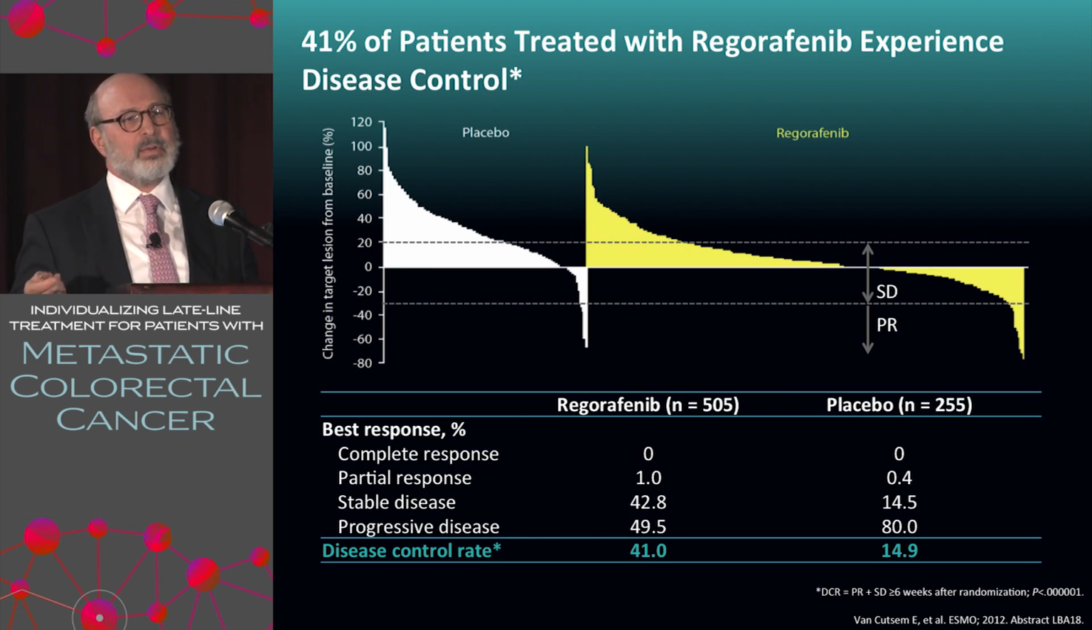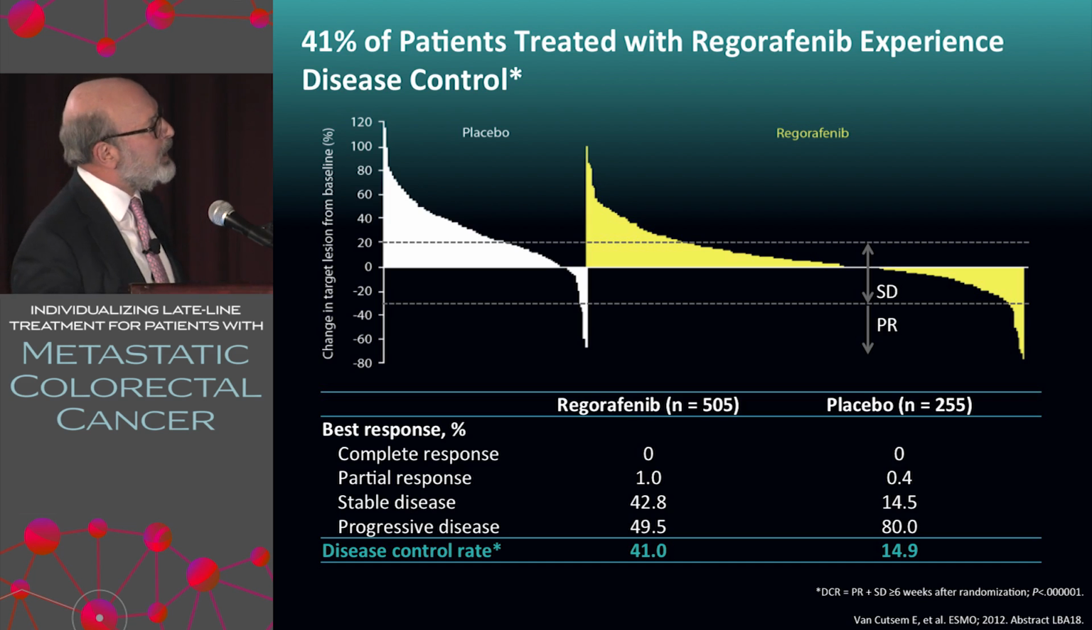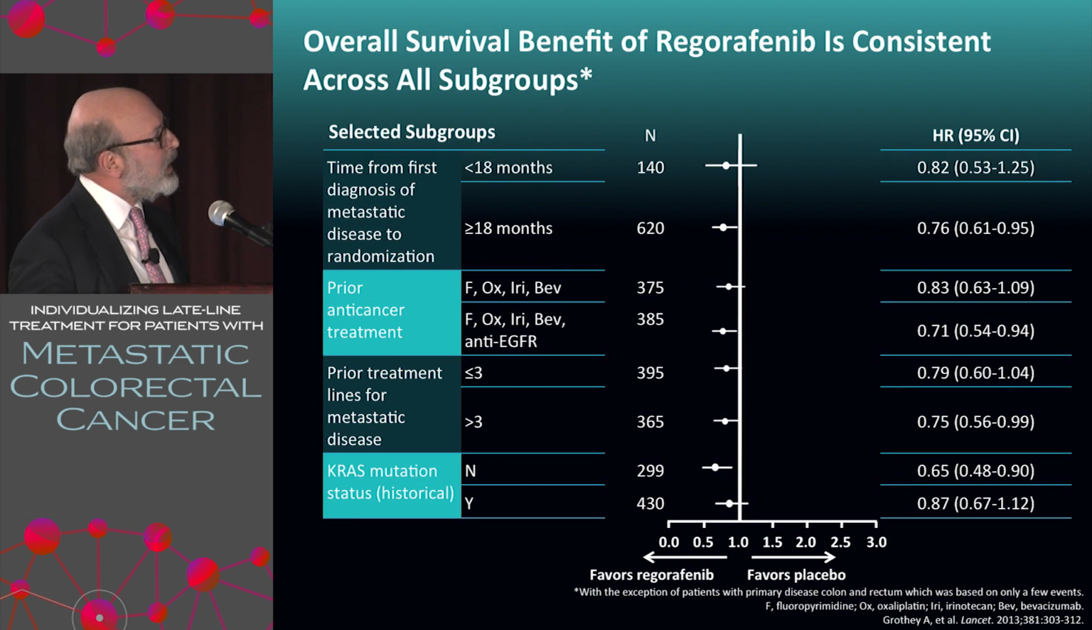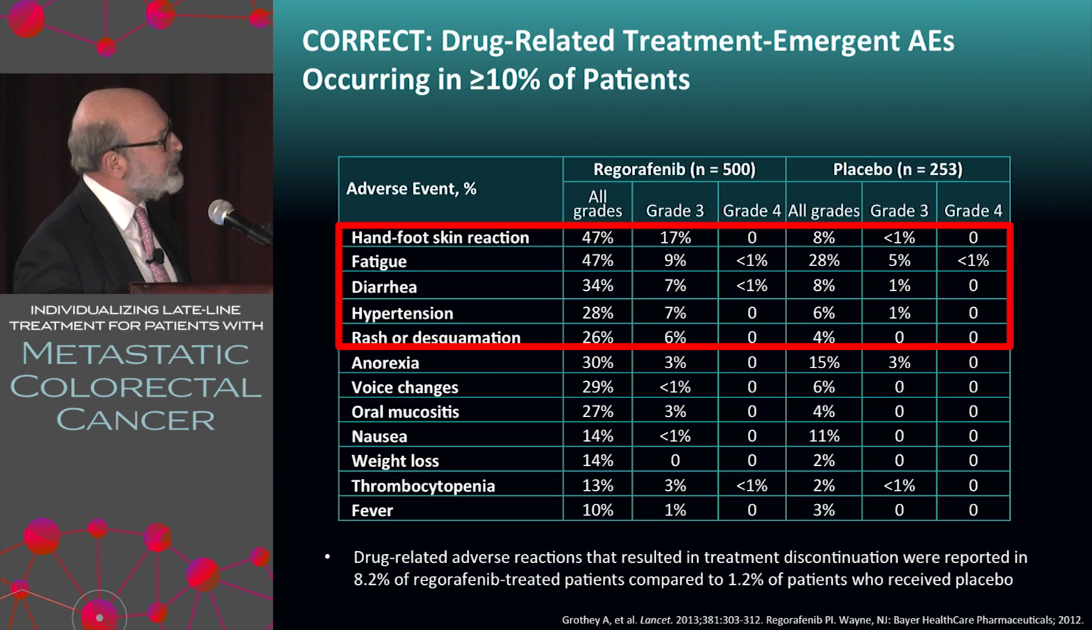So even though it's very difficult to see on the individual patient basis what the benefit is of the drug, overall a lot more patients have stable disease, though we don't see much difference in terms of actual PRs, but many more patients do have stable disease lasting several months in addition. And the survival benefit here is also pretty well consistent across the different subgroups.